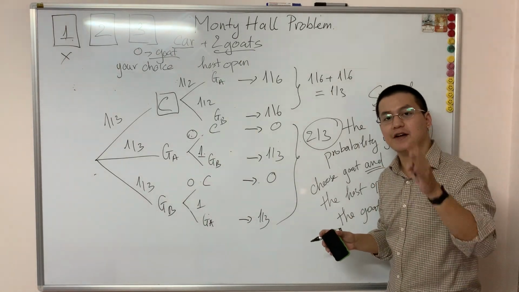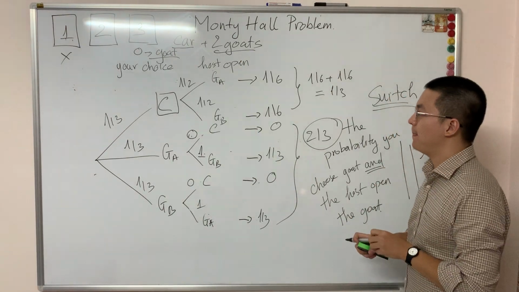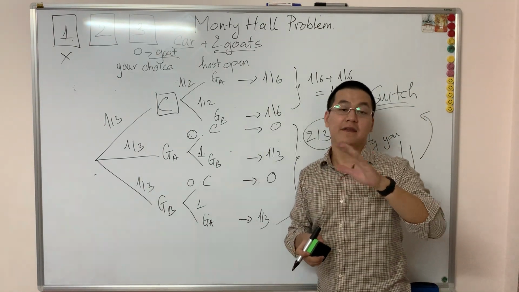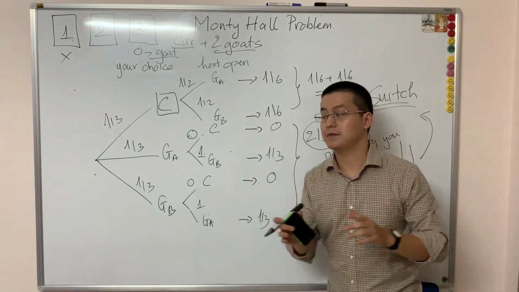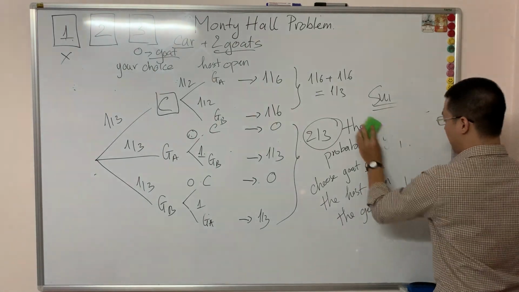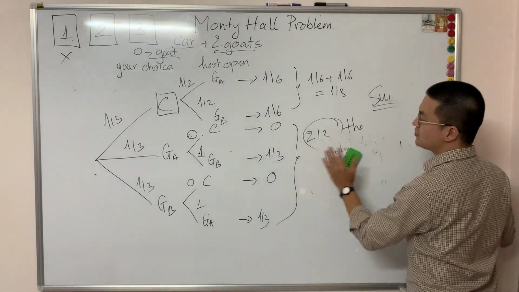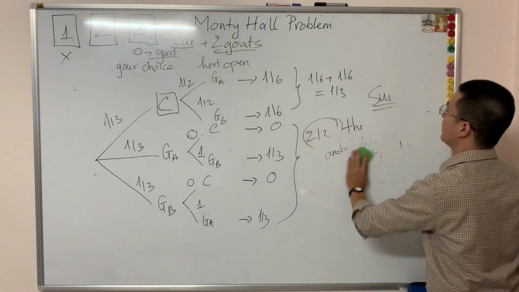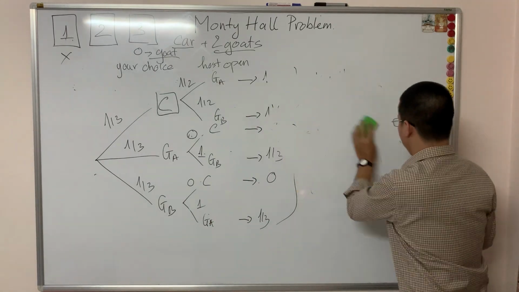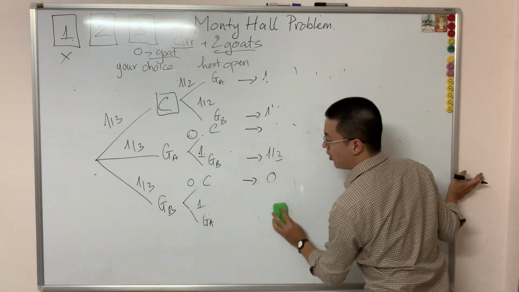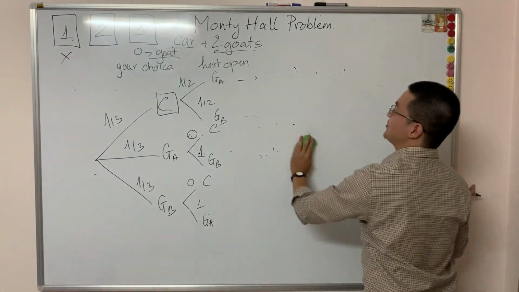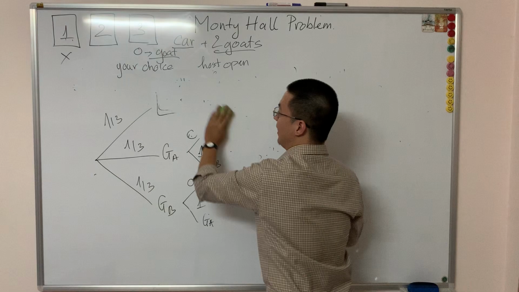That is very easy to understand. Now I will do another approach, another explanation with more mathematics. Yes, I will erase this. And the tree diagram is very easy to see. It's not tricky. And you always remember that the host always knows which door has the car and which door has the goat.